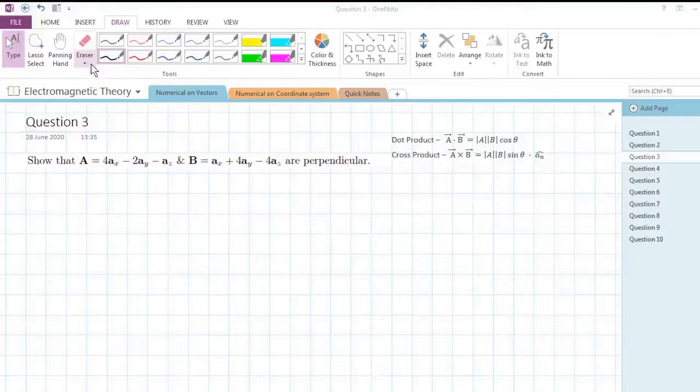Let us try one more numerical. This numerical says that there is a vector A and there is another vector B. We have to prove that these vectors are perpendicular to each other.